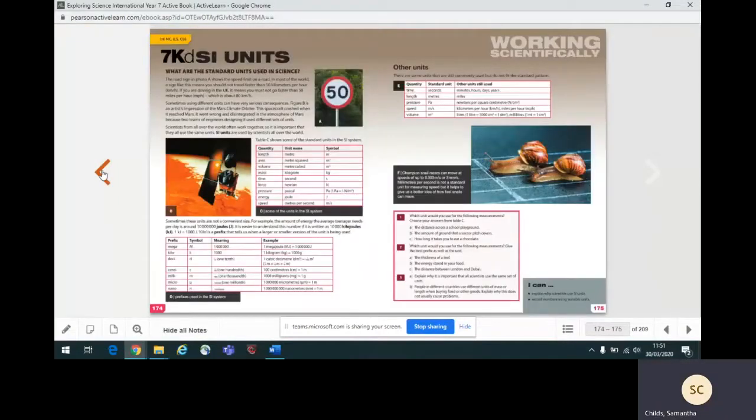One of the topics in each unit also has a working scientifically topic. This page focuses on a key working scientifically skill to help students develop these skills. Here in 7K, the working scientifically topic is 7KD, SI units. The activities and questions on these pages will depend upon the skill being practiced.